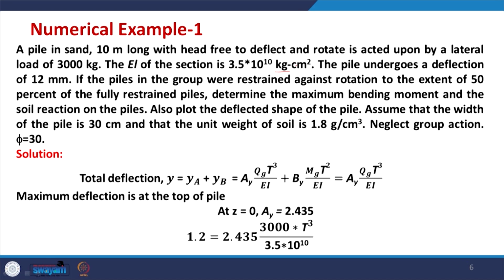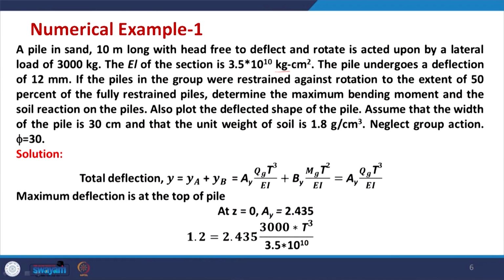In the first case there is no restriction. Using that data we need to calculate the value of deflection and bending moment when you restrain by 50%. So, basically in this case, and then plot the deflected shape of the pile, assume the width of the pile is 30 centimeter, that is the diameter basically, and the unit weight of the soil is given, neglect the group action, and phi is also given 30 degree.